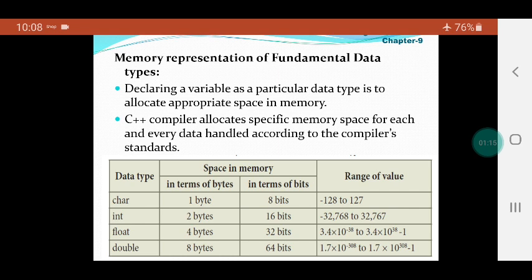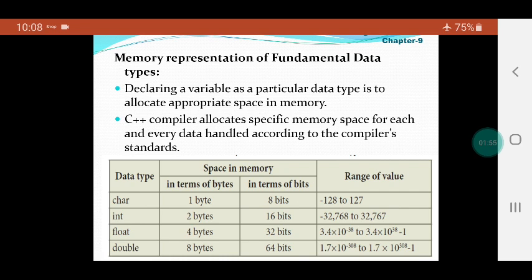For the character data type, the memory space allocated is 1 byte. If you want to represent it in bits, that means 8 bits. 1 byte equals 8 bits. So it can be represented in bits also. The character data type ranges from -128 to 127. And the integer data type accepts 2 bytes, that is 16 bits. The range is from -32768 to 32767. And the float data type has a memory space of 4 bytes, that is 4 into 8, 32 bits.